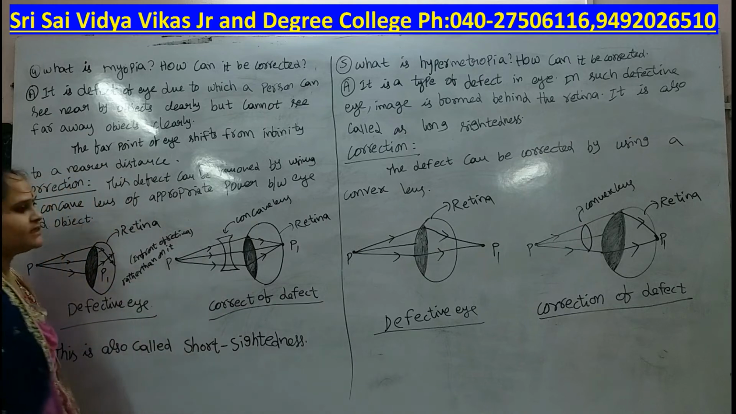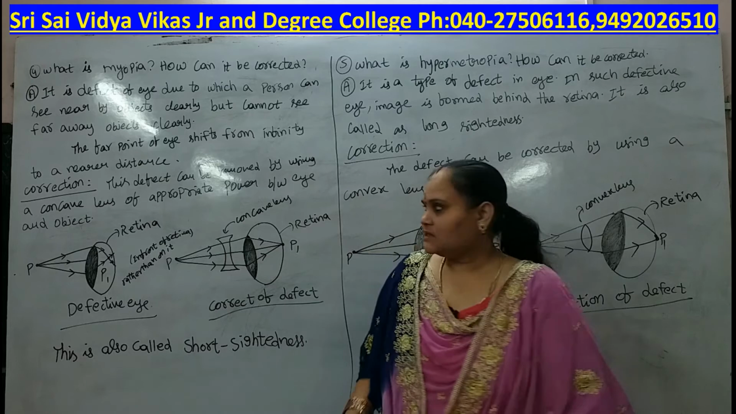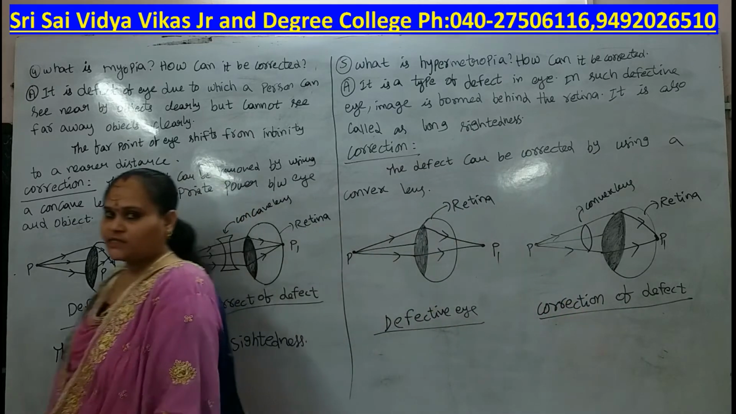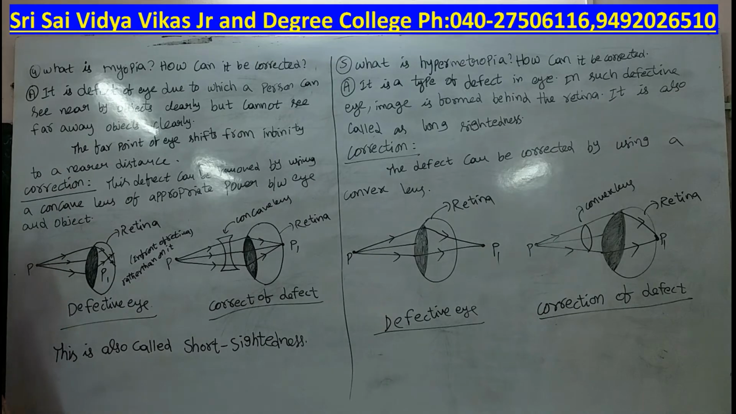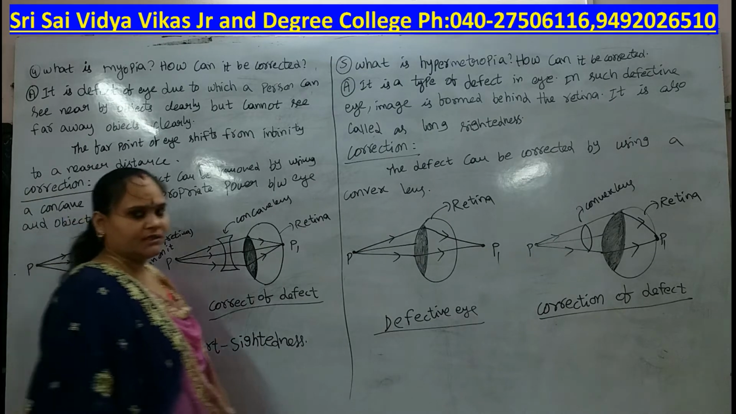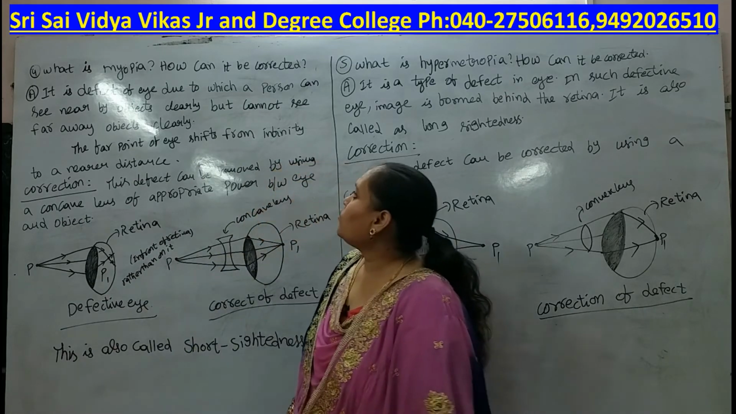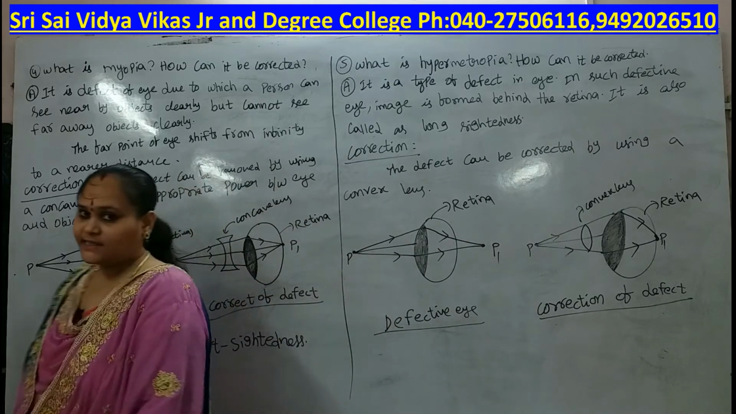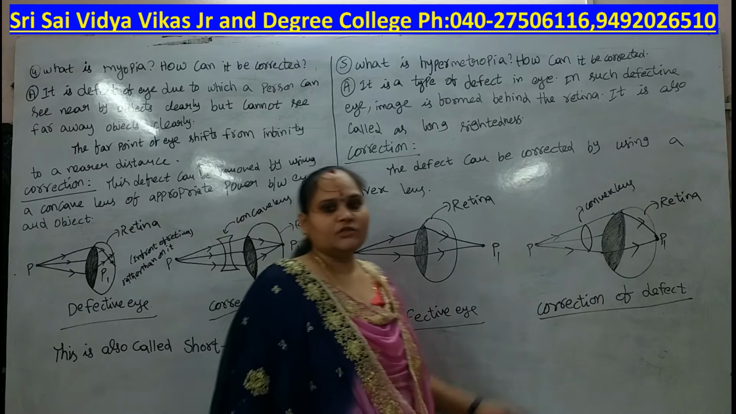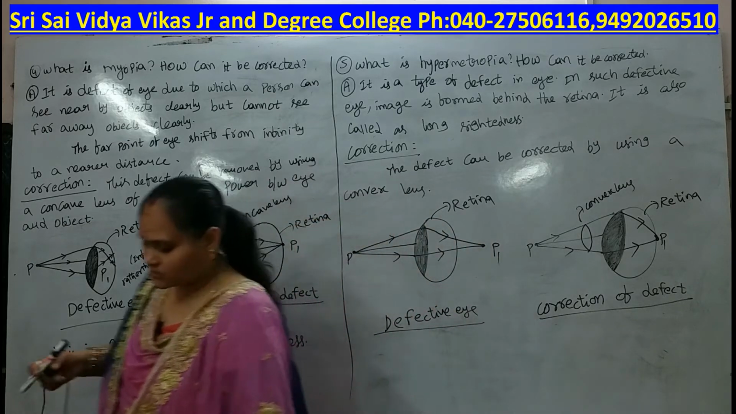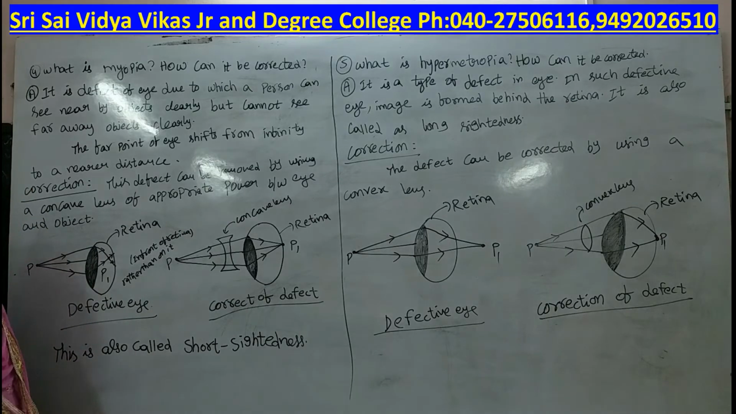Today our class is to discuss very short answer questions in our ray optics chapter. In tomorrow's class we will discuss 3 questions, in yesterday's class we discussed 3 questions, and today's class we will discuss the next questions. The first question and fourth question is nothing but: what is myopia, how can it be corrected? This is a very short answer and very important. Myopia and hypermetropia, these two are very important short answers, 2 marks questions. So what is myopia, how can it be corrected?